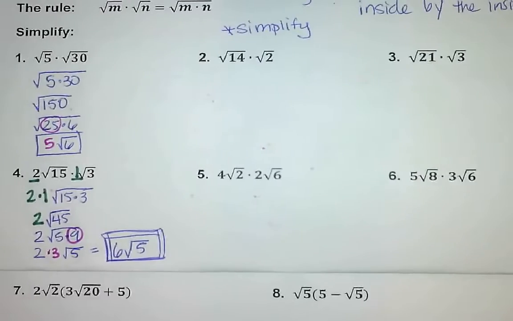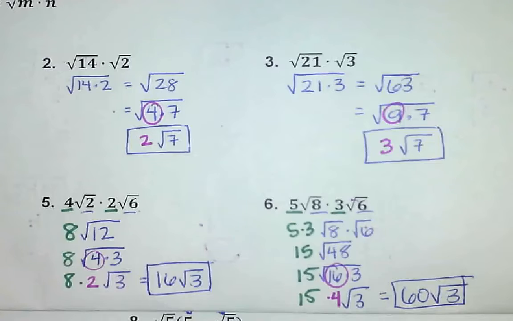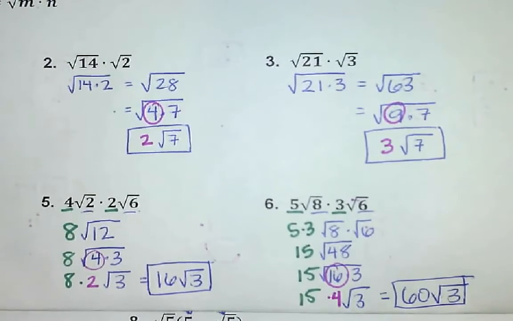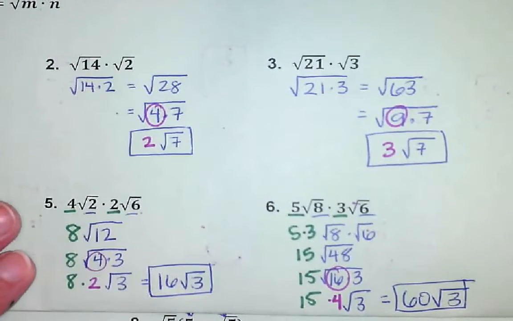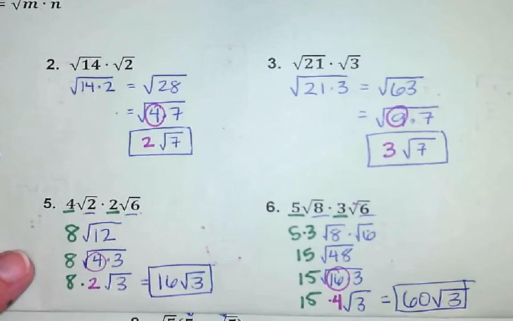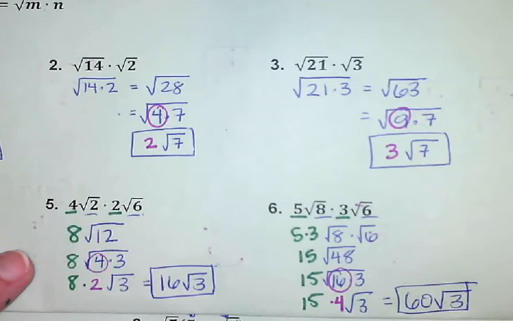All right, guys. So for numbers 2, 3, 5, and 6, this is what I got here. All right? Now, once again, I usually don't write this 14 times 2 step down, but I wanted you guys to know what was in my head. So, guys, that was the square root of 28. But now we got to simplify the square root of 28 into 2 square root of 7, okay? Because that became 4 times 7, and the square root of 4 is 2, okay? 21 times square root of 3, that becomes square root of 63, which we can break down into 9 and 7. The square root of 9 is 3, so that becomes 3 square root of 7. Are you guys good with that so far?